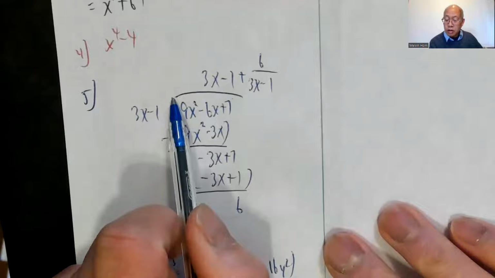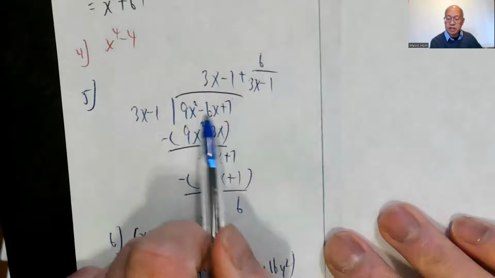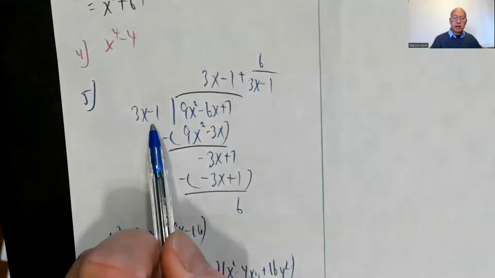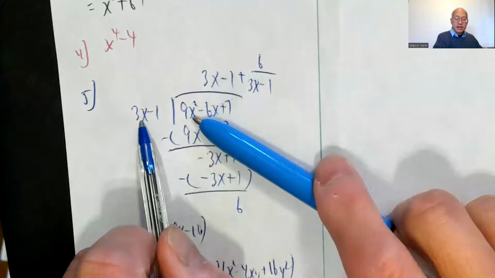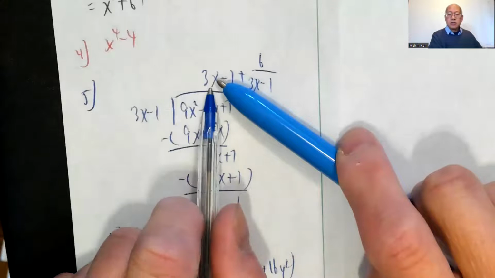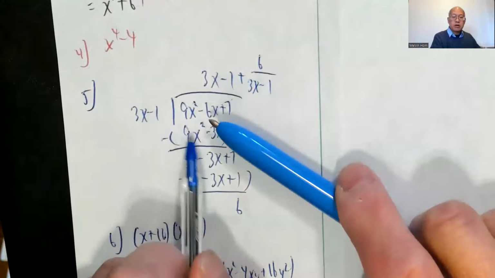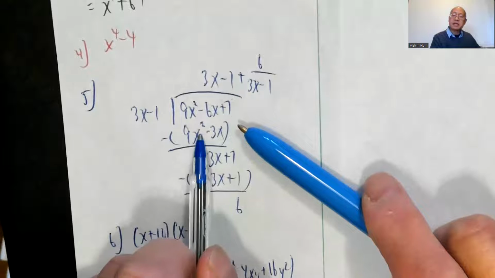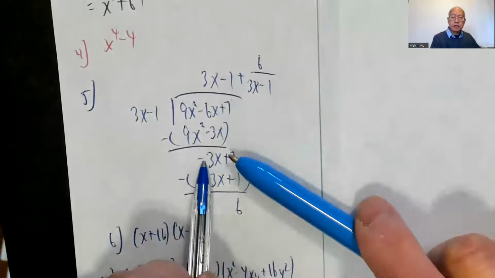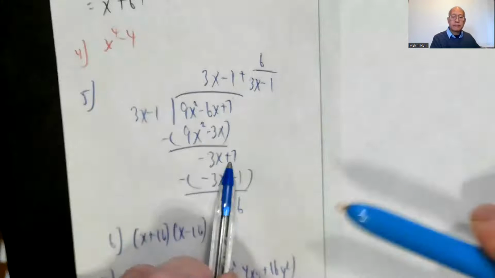Number 5, you do long division. 9x squared minus 6x plus 7 divided by 3x minus 1. Okay, so we ask ourselves, what do you multiply this by to get this? That's 3x. So 3x times this whole thing is 9x squared minus 3x. Subtract, that's nothing. Negative 6 minus a minus 3, it's plus 3. So negative 3x, bring down the 7.